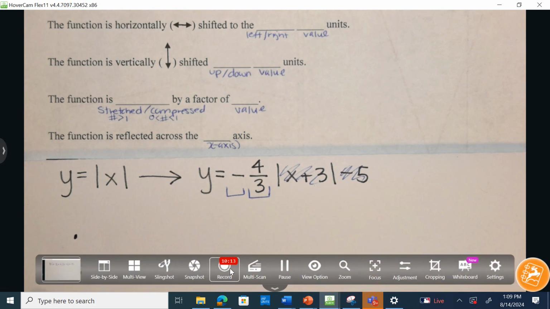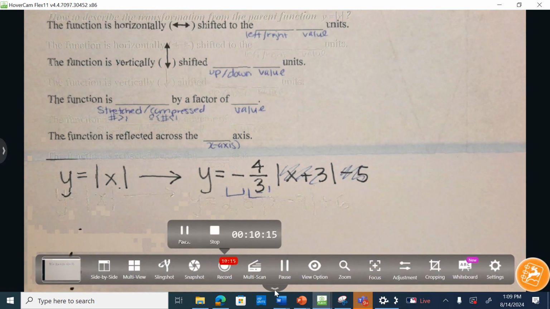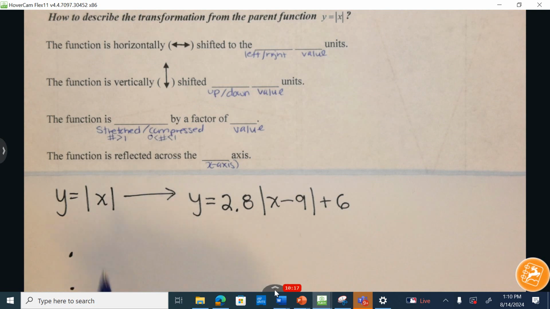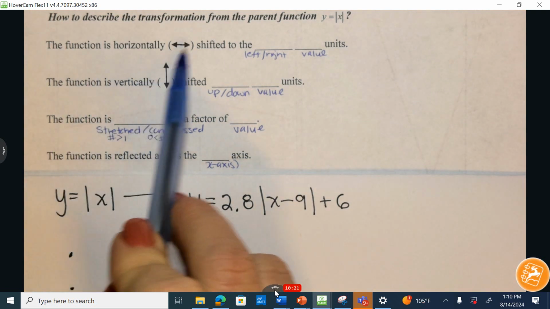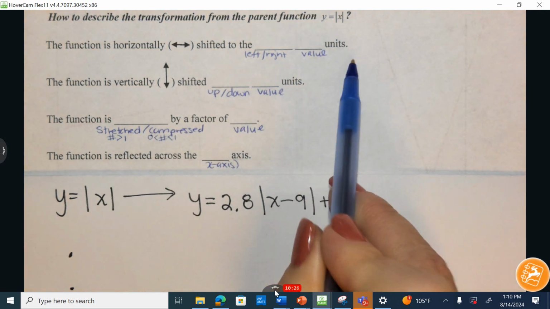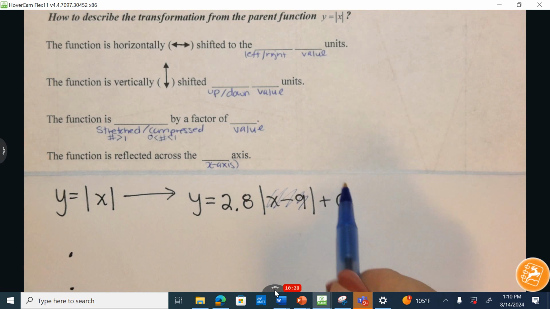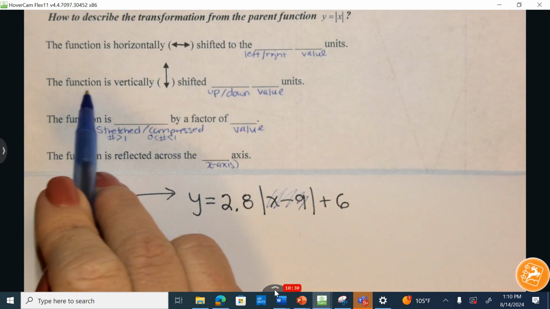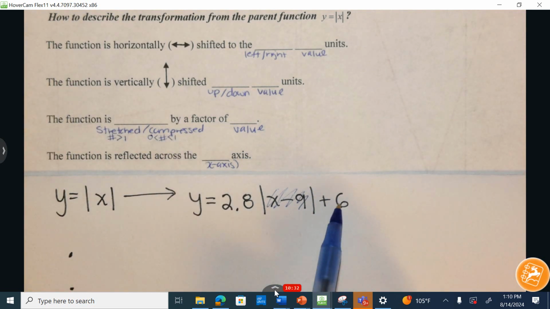On to our final example here, which involves decimals. Let's get started. We do have a horizontal shift. The function is horizontally shifted to the, it lies to us, to the right 9 units. Okay, it tells the truth. The function is shifted up 6 units.